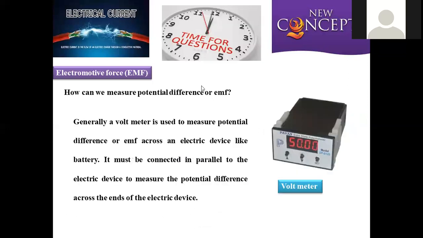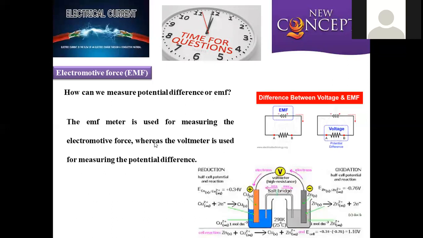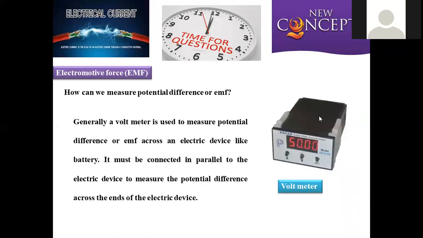And now we enter our time for questions. How can we measure the potential difference or EMF? Generally, a voltmeter, potentiometer, galvanometer, or EMF meter is used to measure the potential difference which originates between the two different compartments of the galvanic cell.